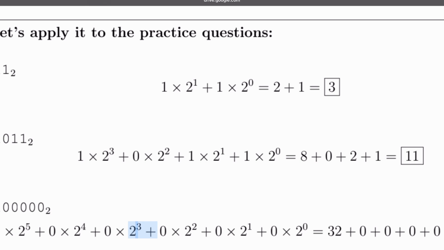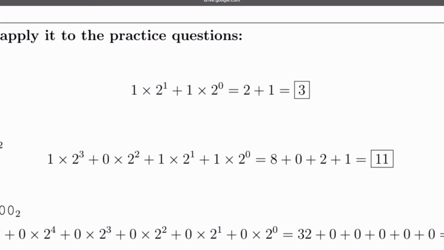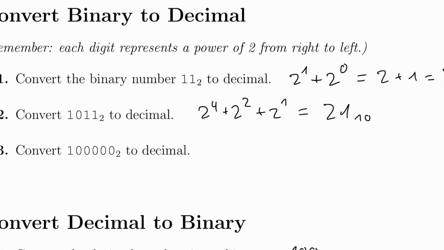And here we see that the solution is 11 because we have the number 2 to the power of 3 plus 2 to the power of 1 plus 2 to the power of 0. But what we did here was we added 2 to the power of 4 to 2 to the power of 2 to 2 to the power of 1. So our powers are 1 higher than they should be. And instead we should have written 2 to the power of 3 plus 2 to the power of 1 plus 2 to the power of 0, which is 8 plus 2 plus 1, 11.